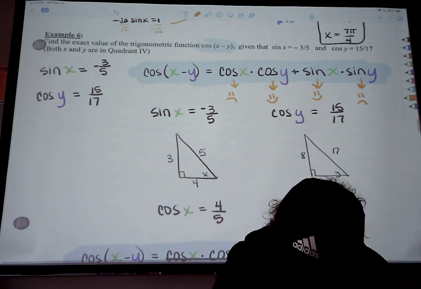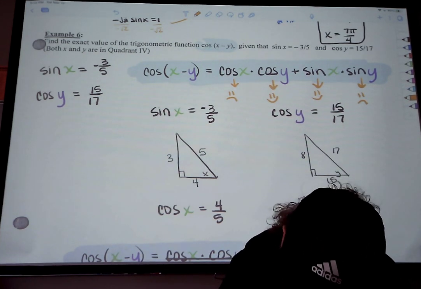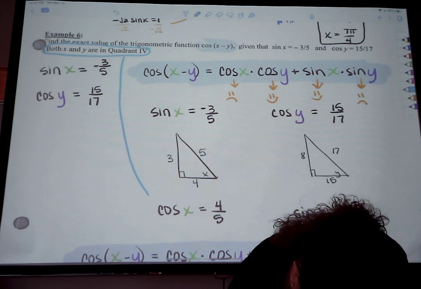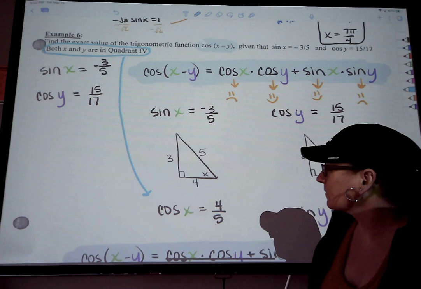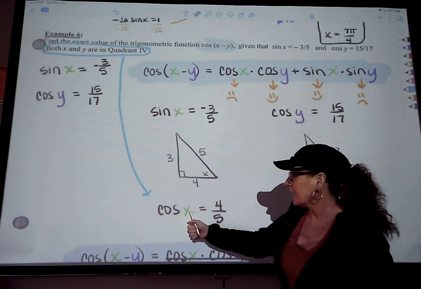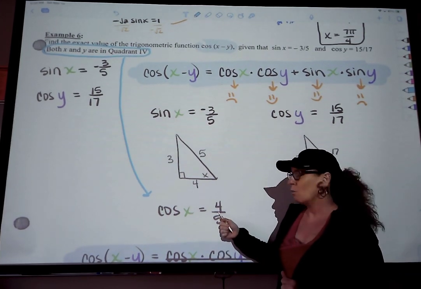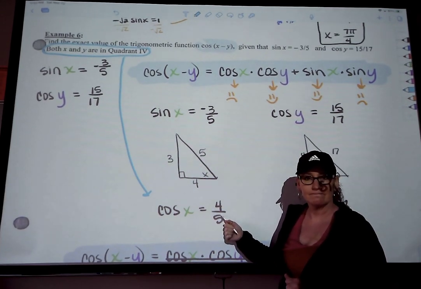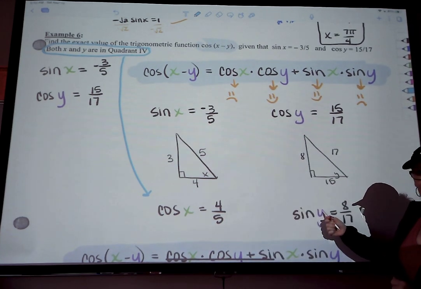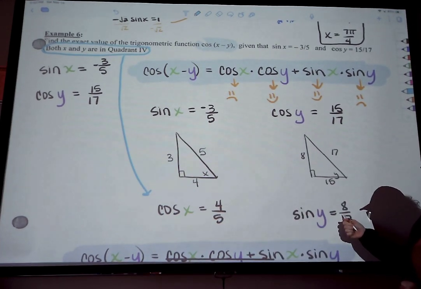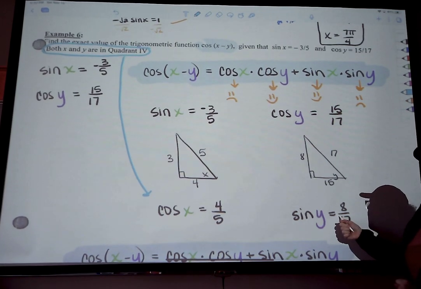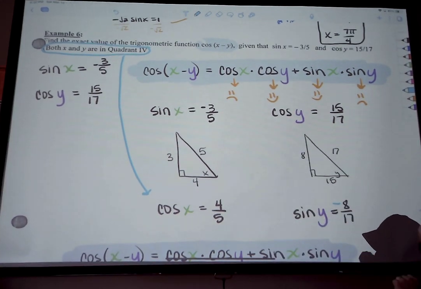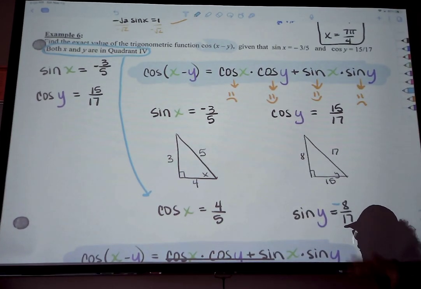Go back up to the problem. We missed something. Both x and y are in quadrant 4. If this is in quadrant 4, what would you like for that fraction to be, positive or negative? Now, I have all 4 pieces that I need.